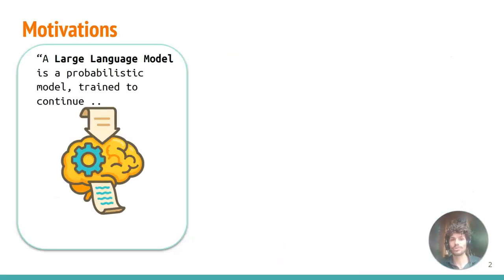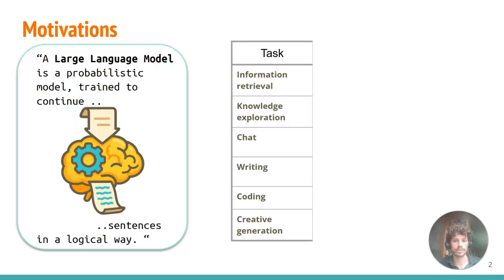LLMs are nowadays used in a very wide range of domains, far beyond math and computer science. But basically, they are just probabilistic models trying to continue sentences in a logical way. But as they're so capable, we use them for very different tasks.